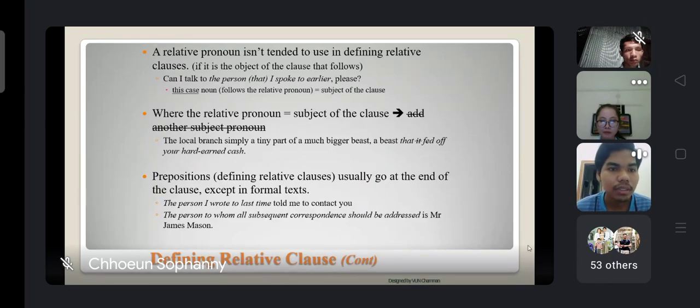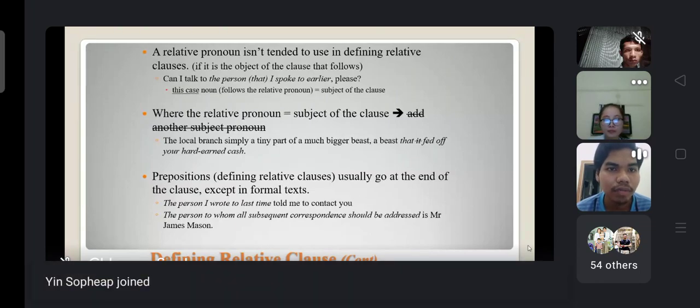Yes, now we continue with defining relative clauses. The relative pronoun can be omitted in a defining relative clause if it is the object of the clause that follows. For example, can I talk to the person that I spoke to earlier, please? So here, the word that is the object of the clause, and we can omit it. In this case, the noun that follows the relative pronoun is the object.